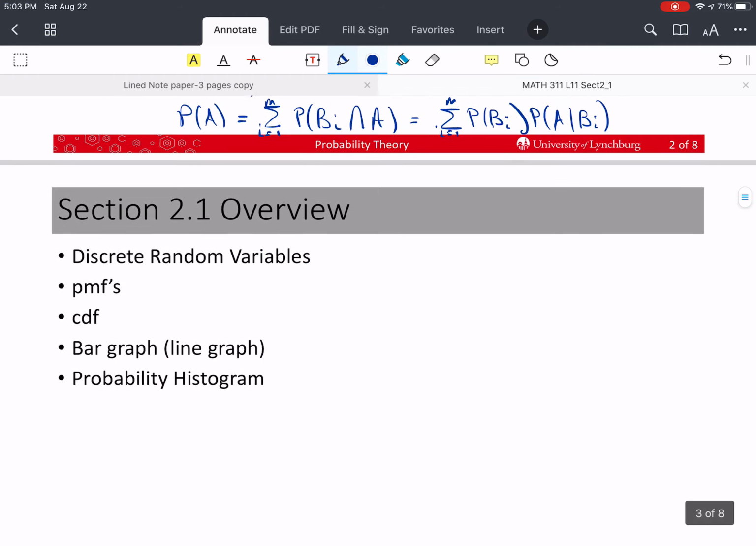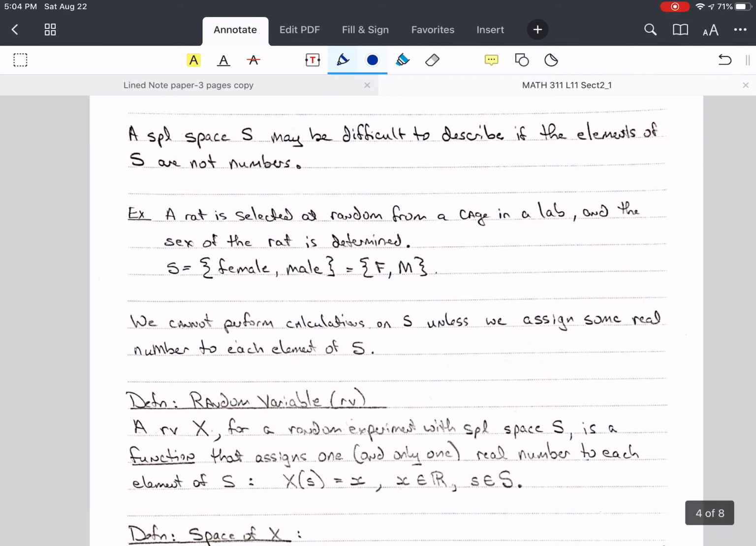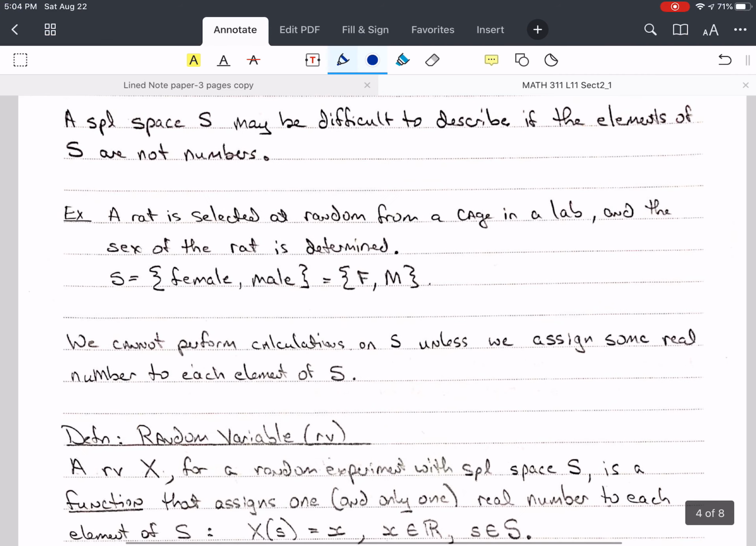All right, so this time we're going to talk about section 2.1. We're going to introduce discrete random variables, PMF, CDF, a bar graph, I call it a line graph, and then a probability histogram. So let's get started. We need some definitions. But before we do that, let's introduce what we're talking about here. Before we get into discrete probability distributions, we have to make some definitions.